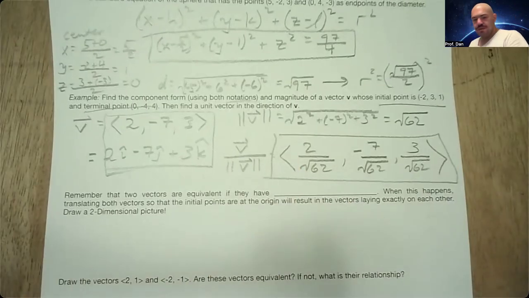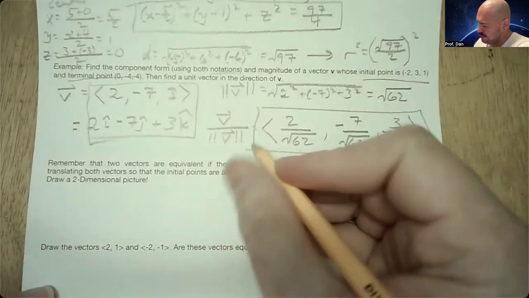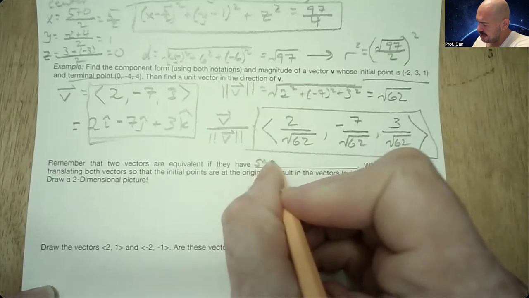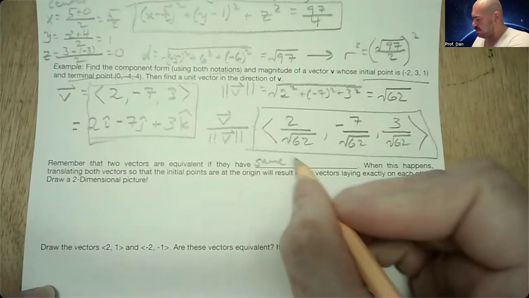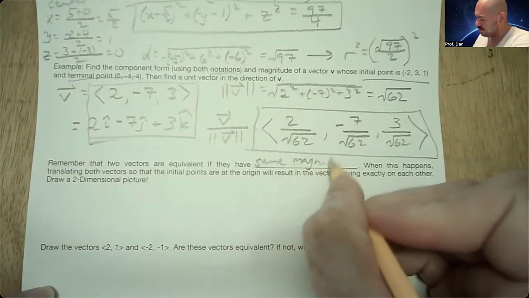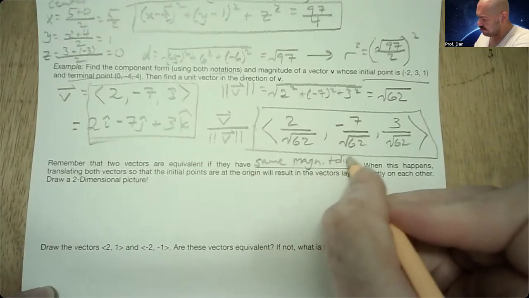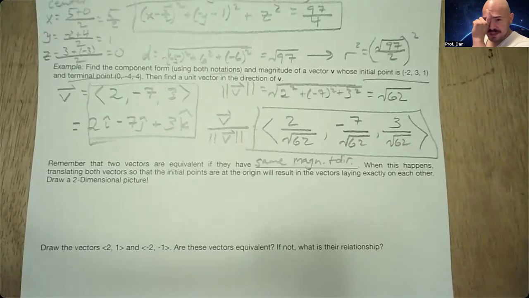Okay. So next thing, remember that two vectors are equivalent if they have the same magnitude and direction. Right, if they have the same magnitude, same direction.